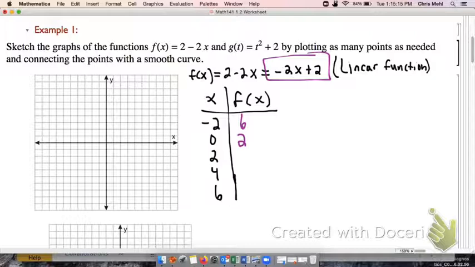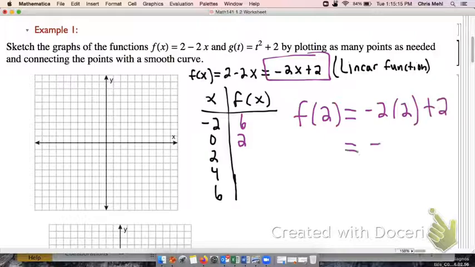Okay, when you plug in 2 for x, maybe I'll just do one of these. So like how I'm doing this is I'm doing f of 2 now. That's -2 times 2 plus 2. That's -4 plus 2, and sure enough I'm going to get -2. When you plug in 4, you're going to see that you get -8 plus 2, which is -6, and you're going to see when you plug in 6, you're going to end up getting -10.